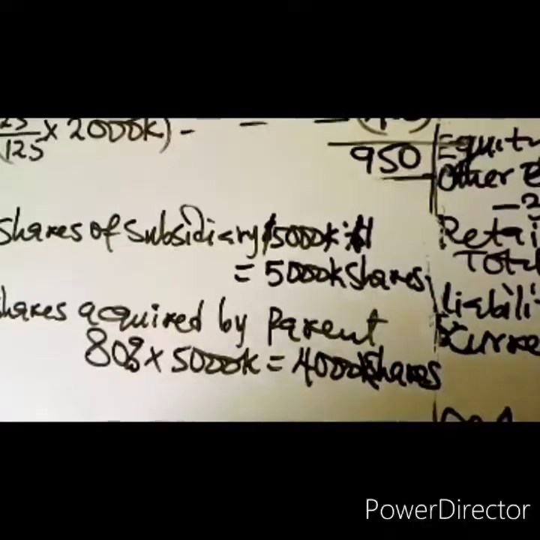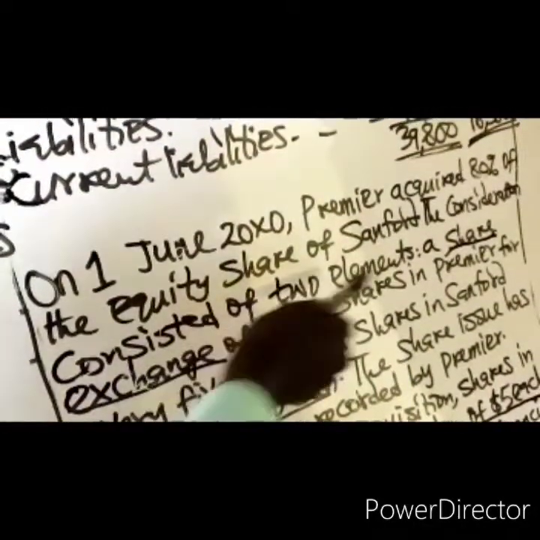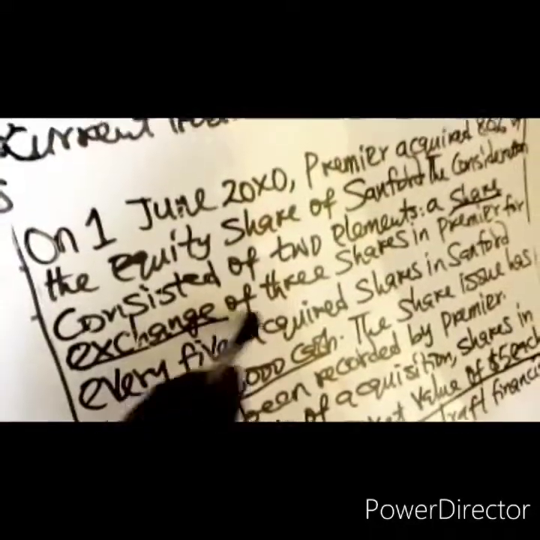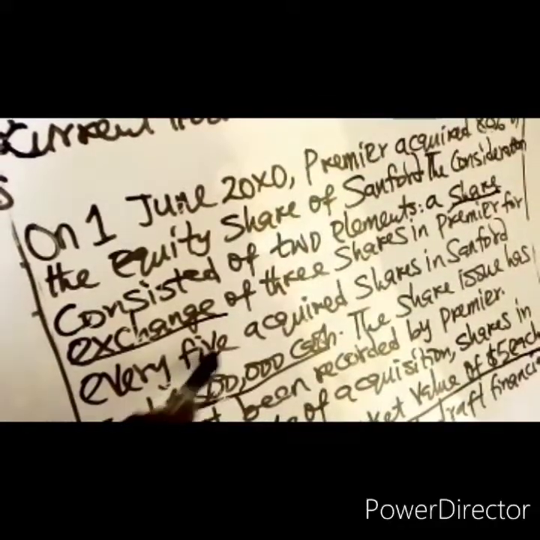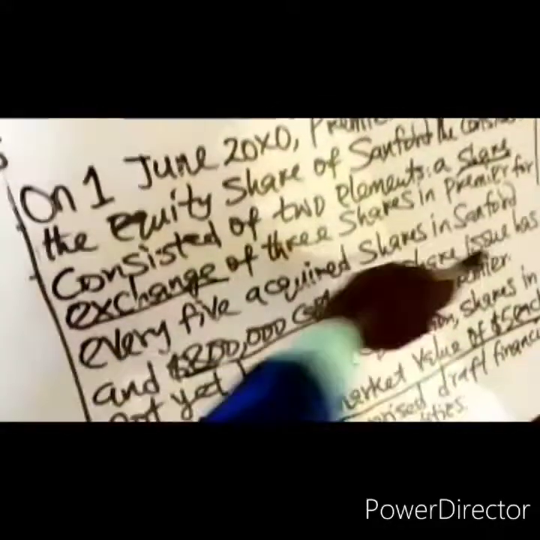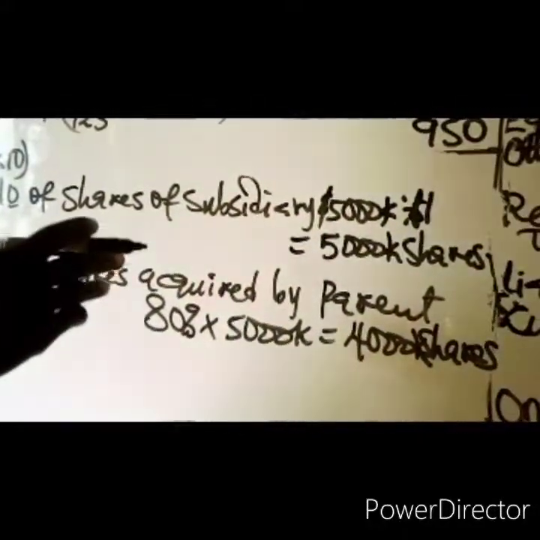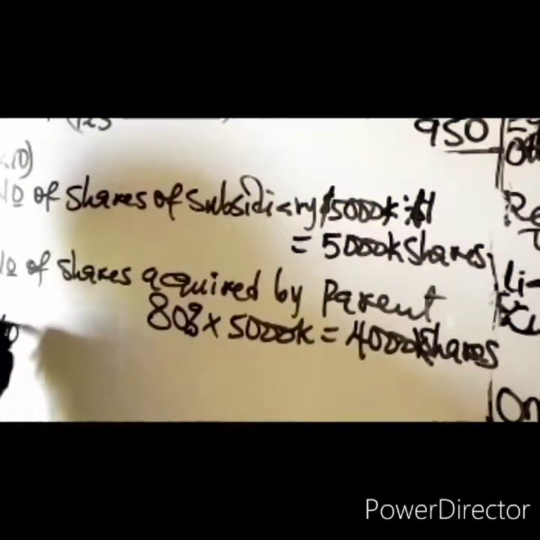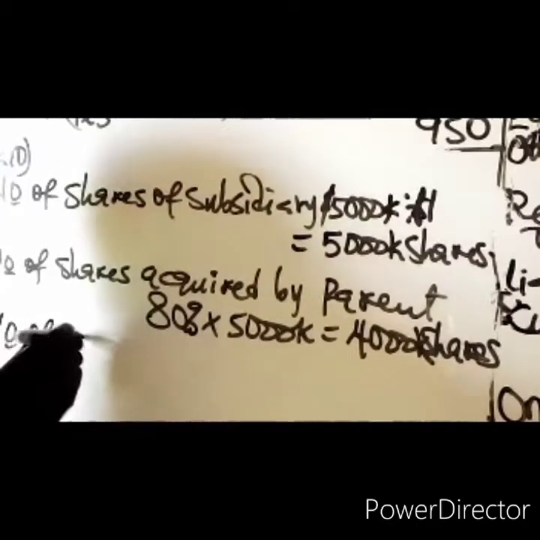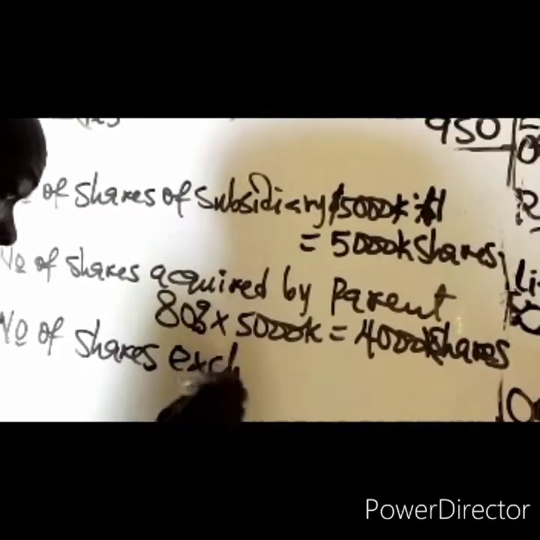Now, the consideration consisted of 2 elements. A share exchange of 3 shares in Premier for every 5 acquired shares in Sanford. Now, how many shares will parent give to the shareholders of the subsidiary in exchange for the shares acquired? Number of shares exchange.